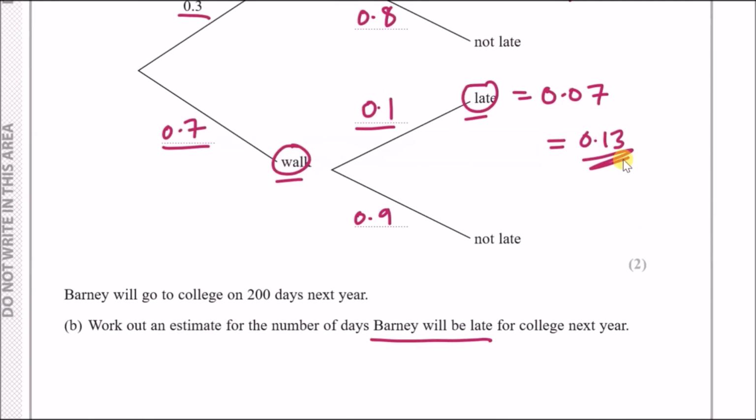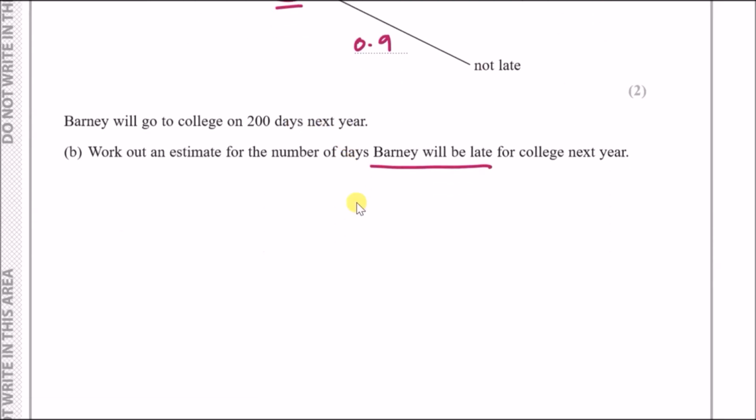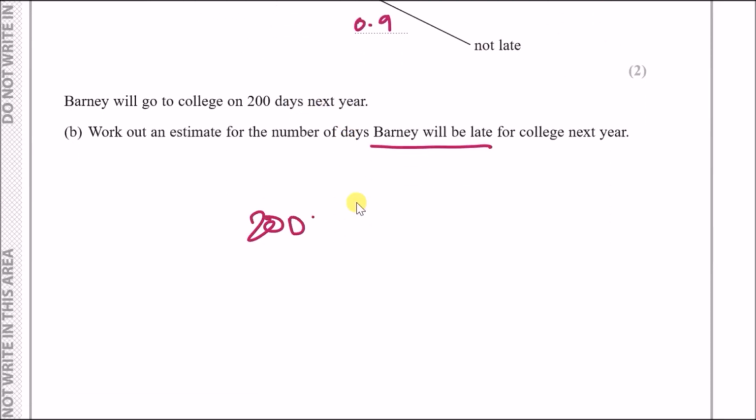Now, this usually is the end of the answer, but it tells us that he's going to do this for 200 days. In other words, you have a 13% chance of being late over 200 days. So let's multiply 0.13 with 200. 200 times 0.13 means that he's going to probably be late for 26 of the days.